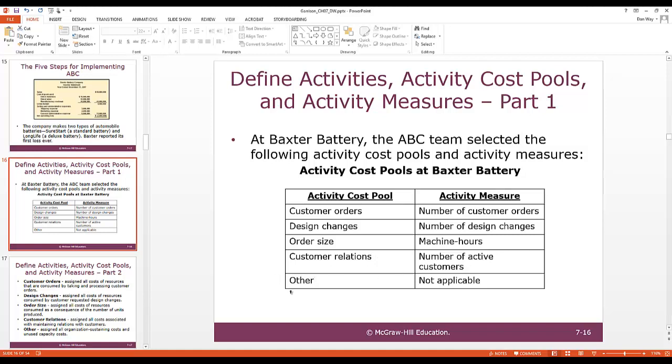And then everything else that doesn't fit. And we don't have an activity measure there because we're not going to be able to allocate or assign costs from this cost pool to individual products and customers. We're saying these things are really just incurred in the natural production process or cost of doing business, and we can't determine how those should be allocated to individual products or customers.